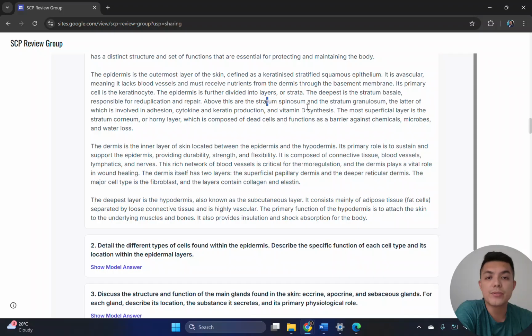Above this are the stratum spinosum and the stratum granulosum, the latter of which is involved in absorption, cytokine and keratin production, and vitamin D synthesis. And the most superficial layer is the stratum corneum, or horny layer, which is composed of dead cells and functions as a barrier against chemicals, microbes, and water loss.